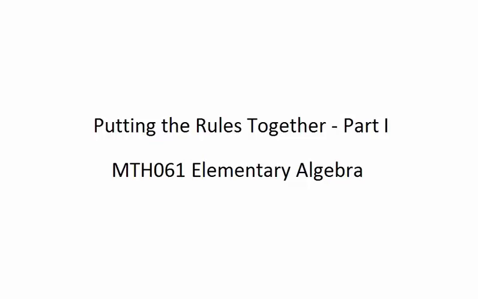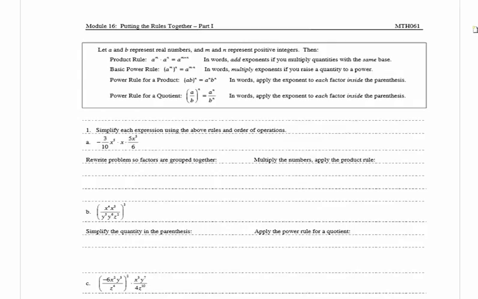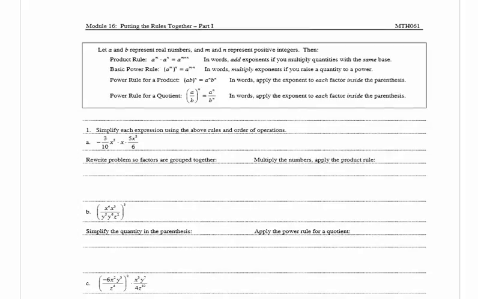In this video, we're going to be putting the rules together that we've learned in previous modules. And they've given us a reminder of the rules that we've learned. And in one, they want us to simplify each expression using the above rules and order of operations. In A, we have negative 3/10 times x to the fifth times x times 5x cubed divided by 6.